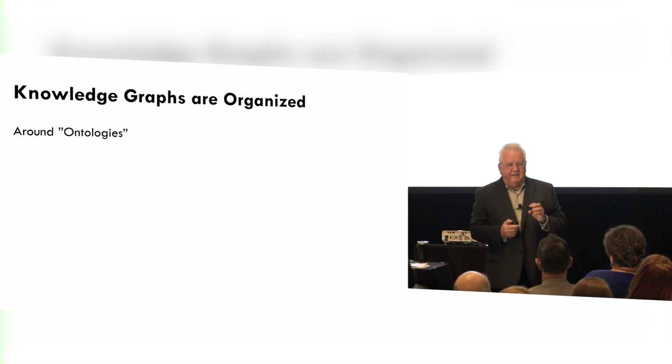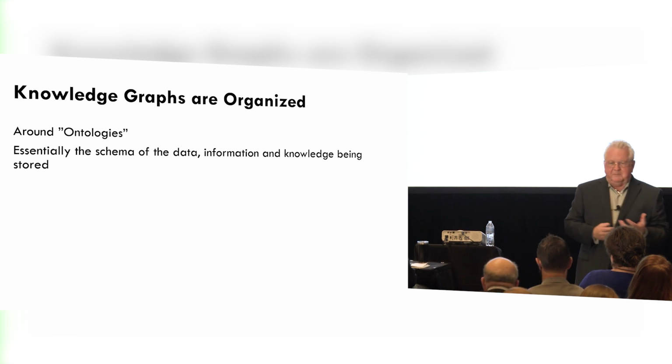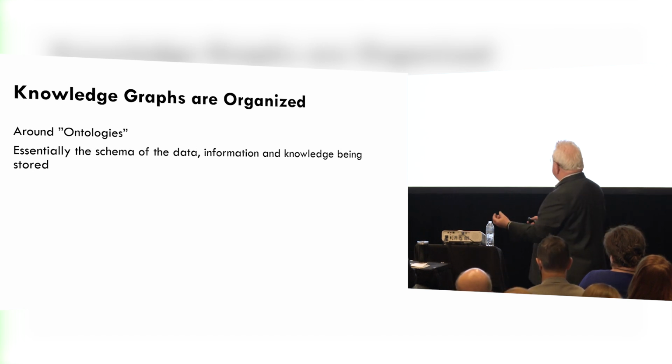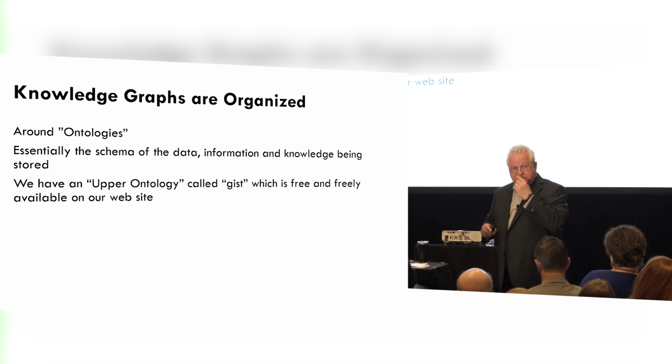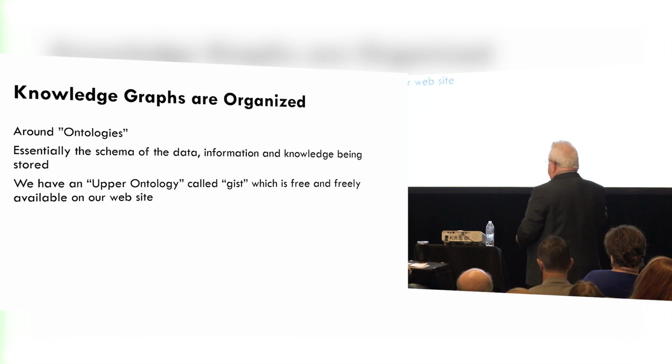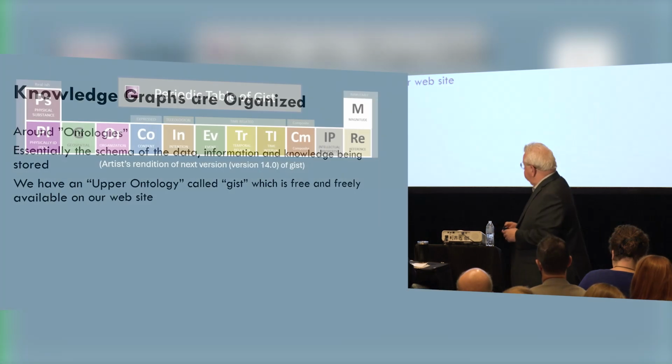Knowledge graphs have these things behind them that are called ontologies. It's essentially the data model. It's a much more flexible data model than a traditional relational data model, but it's how we know what things are. And people often start with what they call an upper ontology, a high-level concept. We have one that we've used on about 98 of our 100 projects, so it's gotten a lot of exercise. We call it GIST. It's free. It's on our website. If you're interested, just download it. You can freely use it.